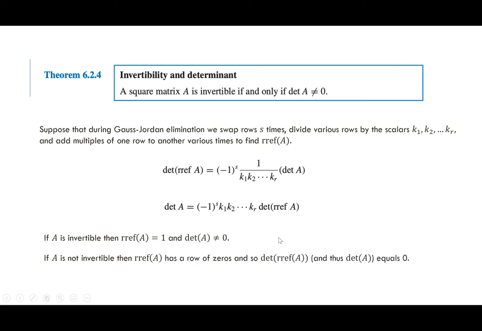And if A is not invertible, then the reduced row echelon form of A is going to have a row of zeros. And that means the determinant of the reduced row echelon form of A is going to be 0, which means this whole term is going to be 0, which means the determinant of A is going to be 0. Whew, good. Glad we have that under our belts.